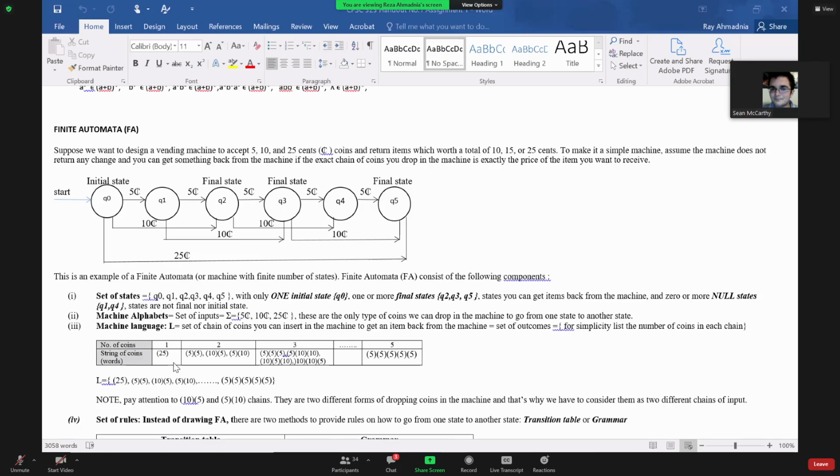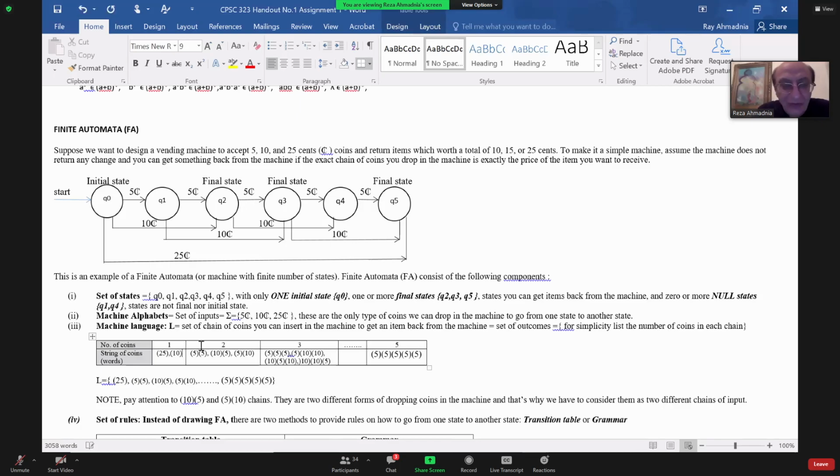Shouldn't 10 also be there? Okay, let's get to 10. Oh yeah, you're right. I forgot to put 10 here, because it's a final state. Thank you. So these are all the 1 coin words I can drop in the machine and get something back. So 10 cents is a word in the language, and 25 cents is a word in the language of this machine.